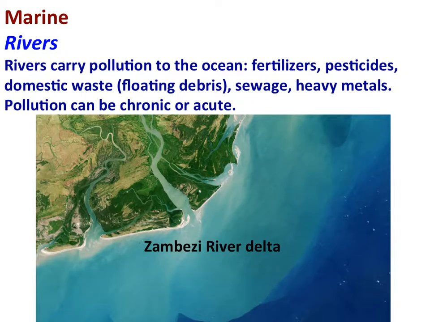A source of marine pollution comes from rivers. In this image, you can see the Zambezi River emptying into the ocean. Rivers carry pollution to the ocean. The types of pollution carried by rivers includes fertilizers, pesticides, domestic waste, sewage, and heavy metals.